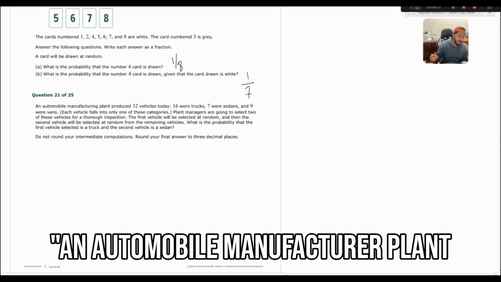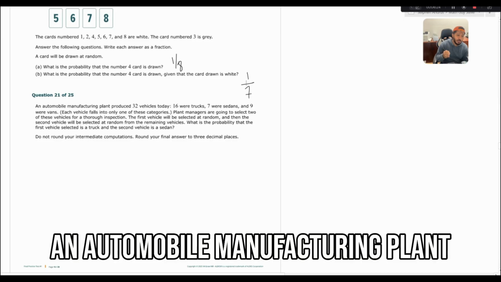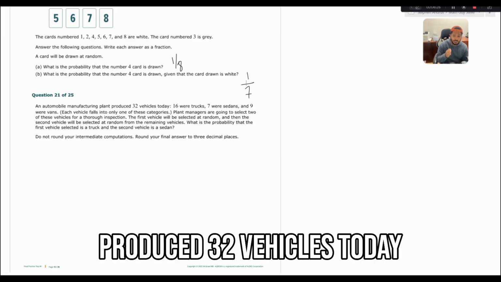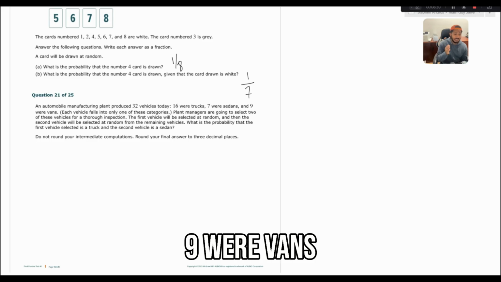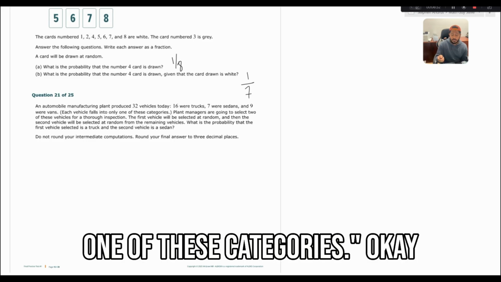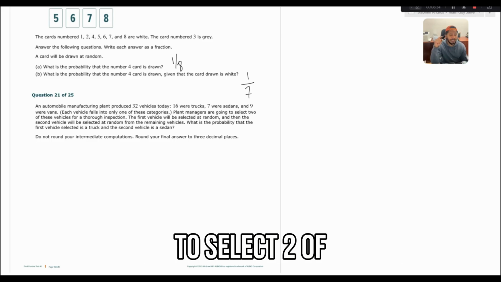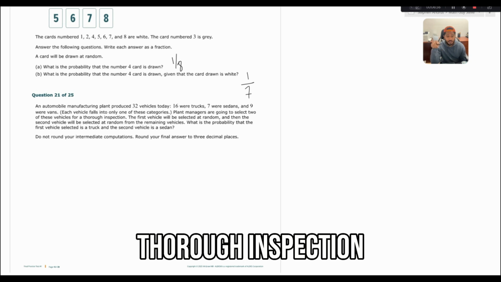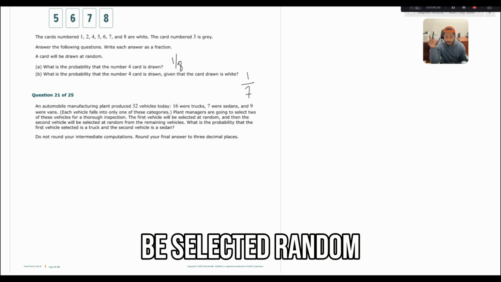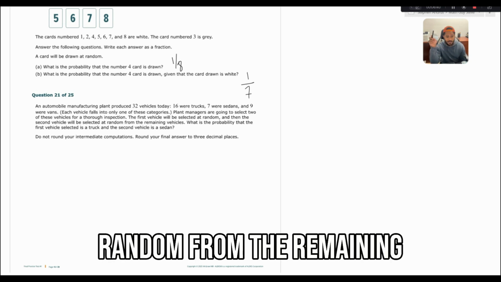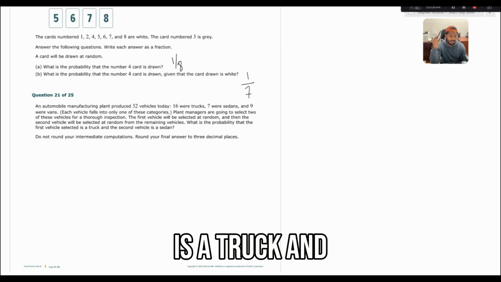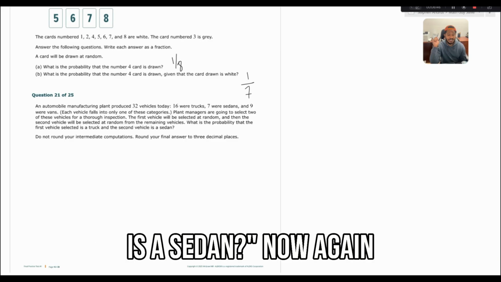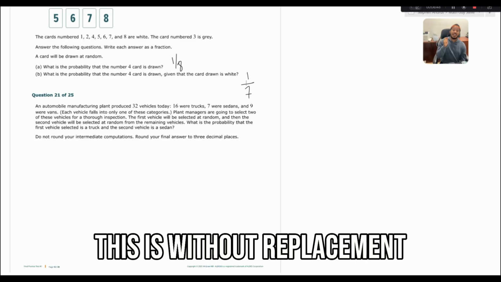All right, this one says an automobile manufacturing plant produced 32 vehicles today. 16 were trucks, 7 were sedans, and 9 were vans. Each vehicle falls into one of these categories. The plant manager is going to select 2 of these vehicles for a thorough inspection. The first vehicle will be selected at random, and then the second vehicle will be selected at random from the remaining vehicles. Got it. What's the probability that the first vehicle selected is a truck and the second vehicle selected is a sedan? Now, again, this is without replacement.